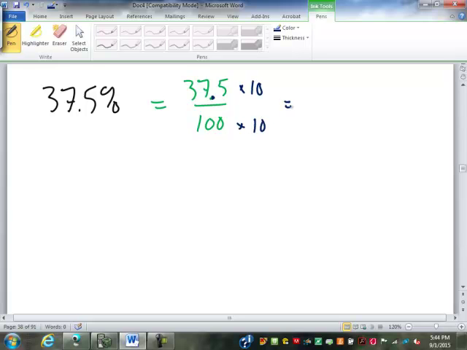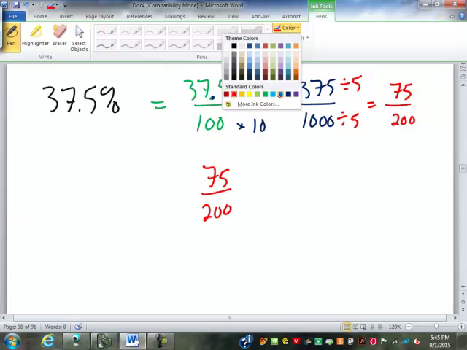This only has one decimal place, so what do we need to multiply by? 10. Good. So 37.5 times 10 is 375. 100 times 10 is 1,000. That can be reduced by 5, okay. 375 divided by 5 is 75, I believe, correct? 1,000 divided by 5 is 200.